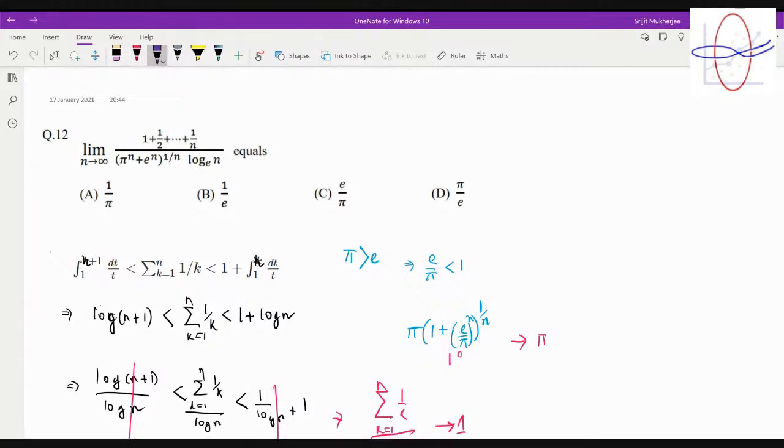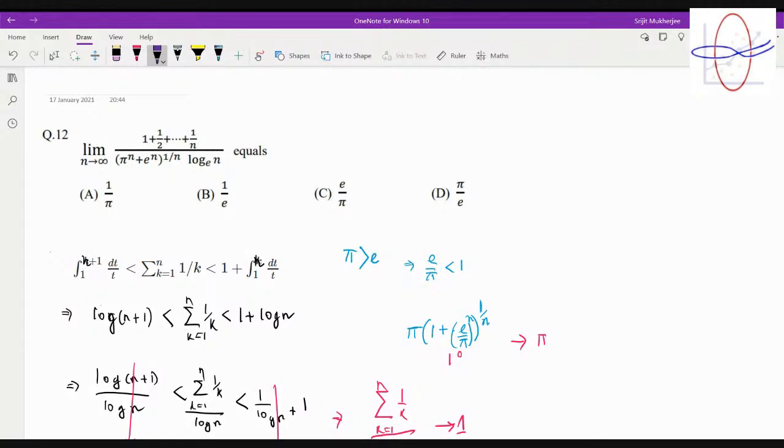Okay, so we have a limit to find: 1 plus 1 by 2 plus up to 1 by n, this harmonic sum, divided by log n. When you see this problem, how do you approach it, guys? The idea is that you should know this result. This is a very natural result.